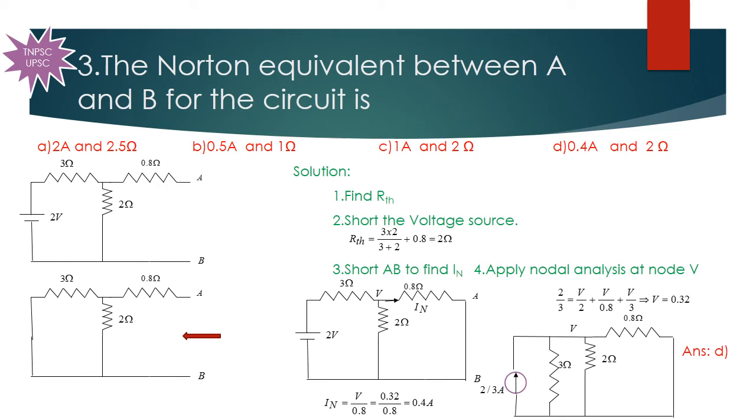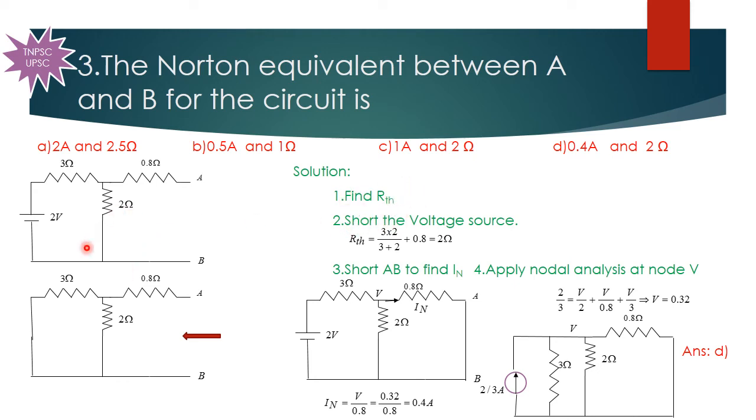Next problem. The Norton equivalent between A and B for the circuit is. So we have to find the Norton's equivalent circuit. That means we have to calculate the Norton current and the Thevenin's resistance. So here in the circuit given, 2 volts is the power supply, and 3 ohm, 0.8 ohm and 2 ohm are the resistor values. So first step is to find the Thevenin's resistance, that is the equivalent resistance.